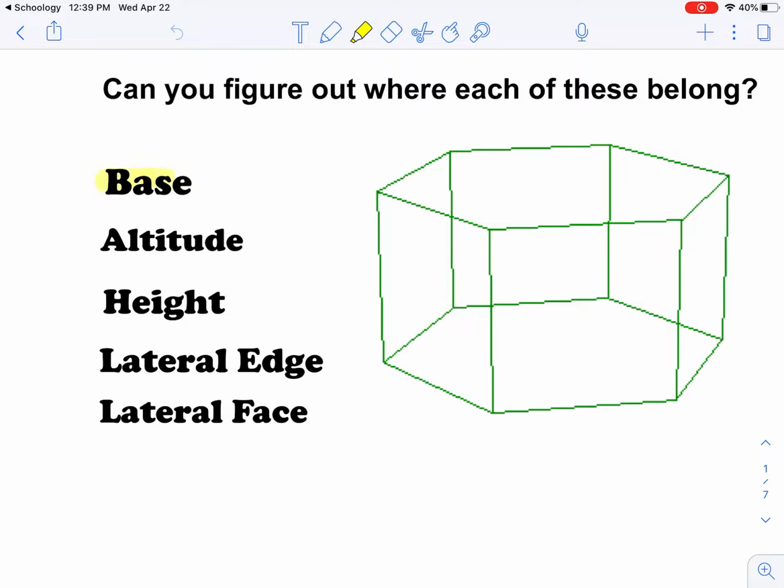Okay, so let's talk about what these vocab words are because you need to know what they are. So the base. First off, let's look at this. This has two bases, and they're connected by rectangles, so it's a prism. And those bases are hexagons. They have 6 sides. So there are 2 bases in this particular diagram. This yellow piece is a base, and the one up top is a base too, but I'm not going to color them both, otherwise it's going to get out of control.